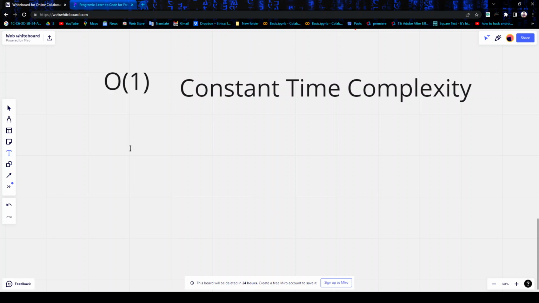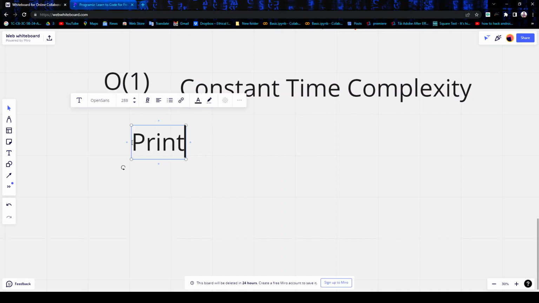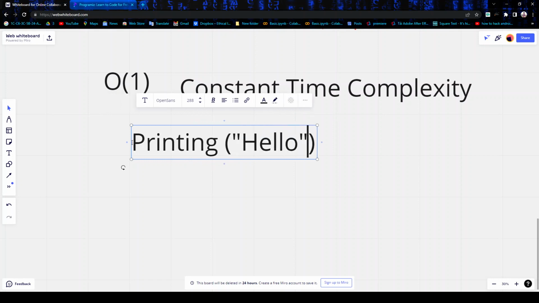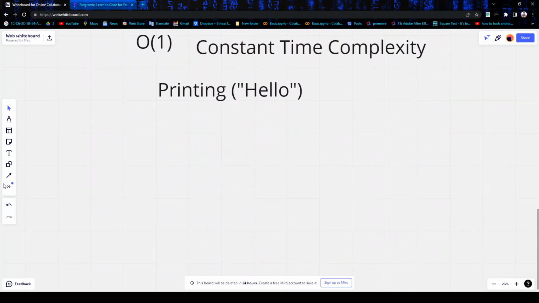An example of a constant time complexity is that you are just printing hello. Now what is going to happen? Hello will be printed only once. It will just take a unit of time, any particular unit of time that it generally takes to print a particular value. So that is a constant time complexity.